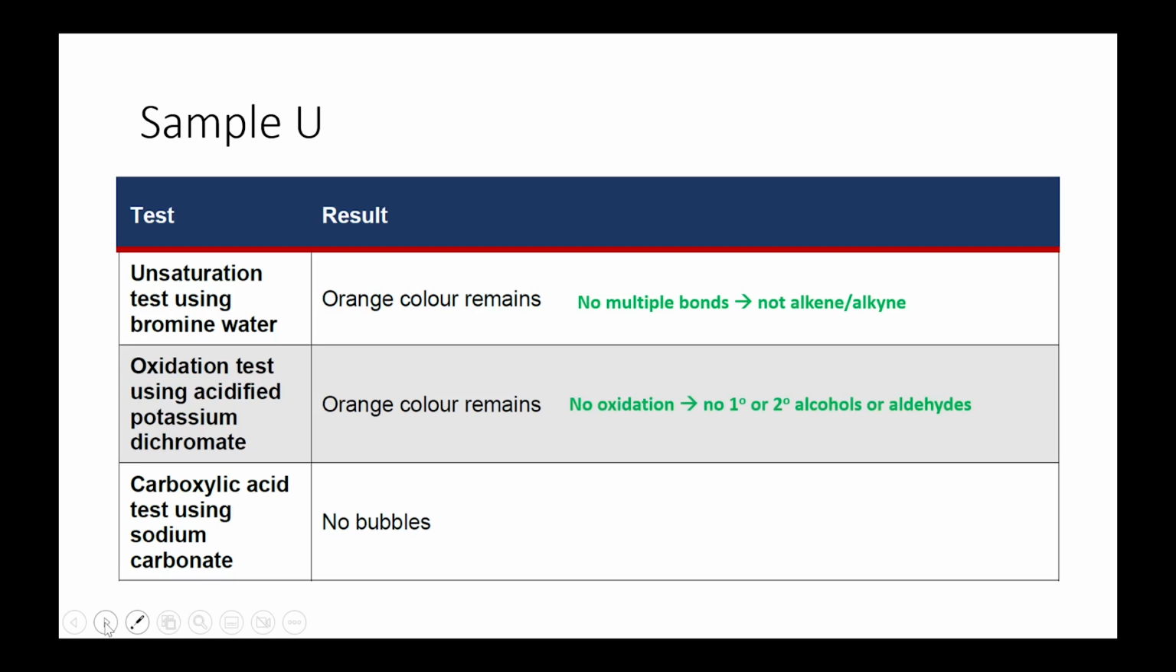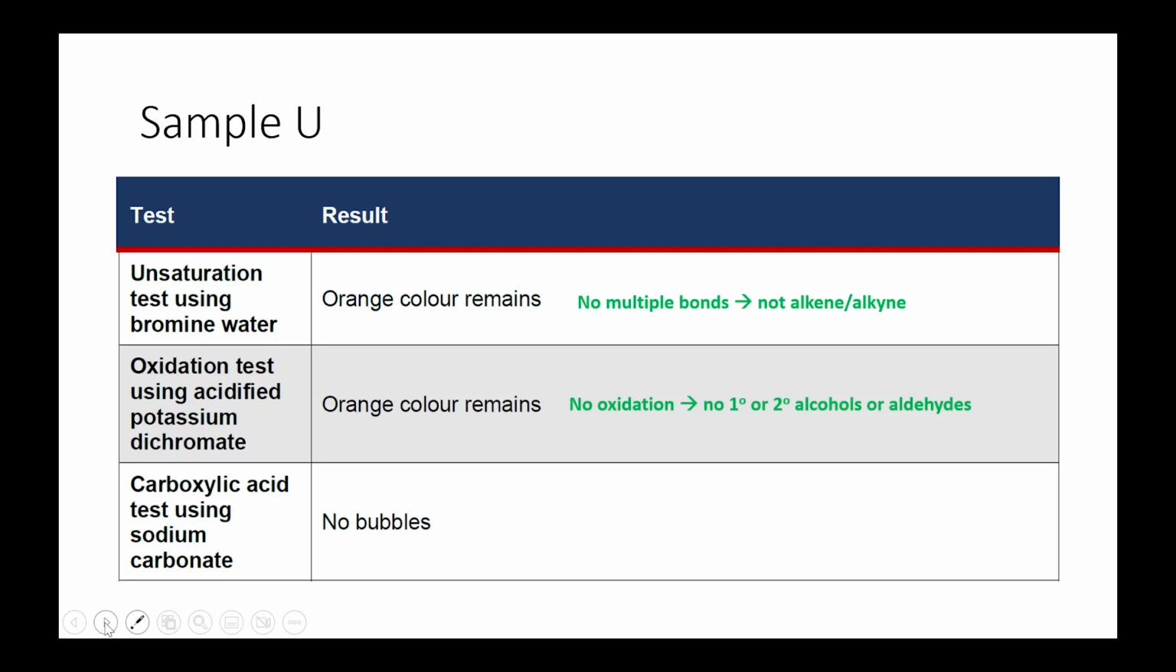When we do the oxidation test, the orange colour also remains, and this means that no oxidation has taken place, which means we can rule out having a primary or secondary alcohol as a functional group or an aldehyde. So remember, that means that we can still have an oxygen in our molecule, and we can still consider the functional group could perhaps be an ether, an ester, an amide, or a ketone. Or it could be a carboxylic acid.